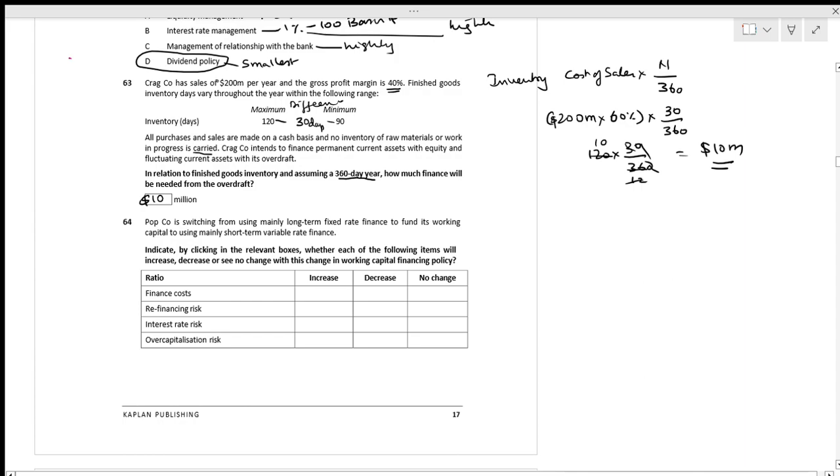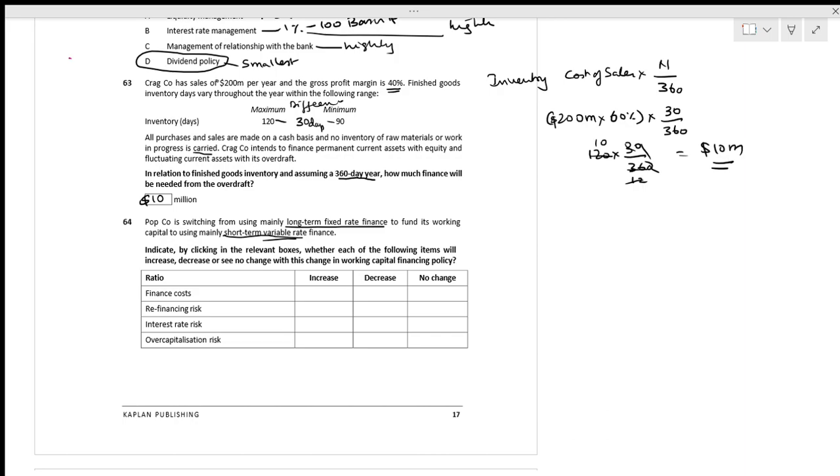A company is switching from using mainly long-term fixed rate finance to fund its working capital to short-term variable rate finance. The variable finance rate is comparatively less than the long-term fixed finance rate. Now, what happens? What is most important? By clicking the relevant box, indicate whether the following items will increase, decrease, or have no change with this change in the working capital.